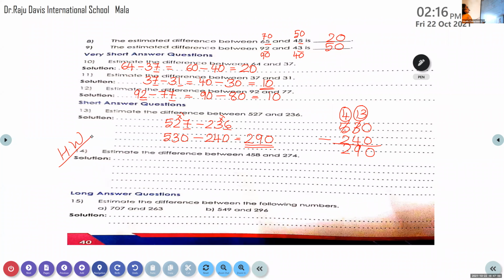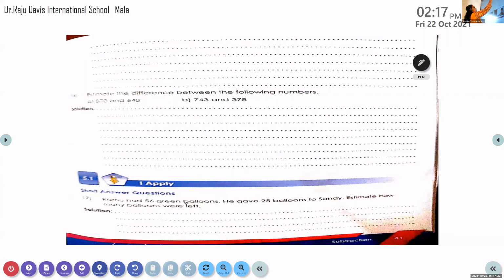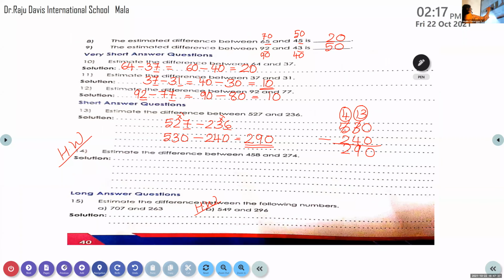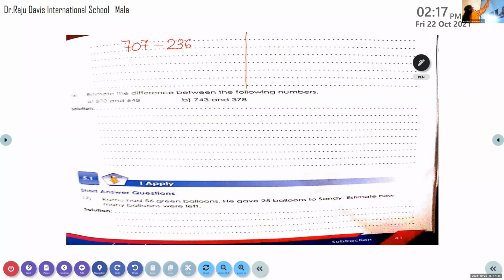14th one. 15th B is homework for you, and A we will do now. 707 and 263. Turn over the page, children. Space is given for writing the answer on the next page. Put a line and separate it, and the question is 707 minus 263.